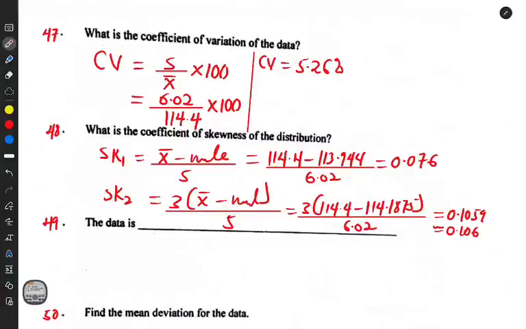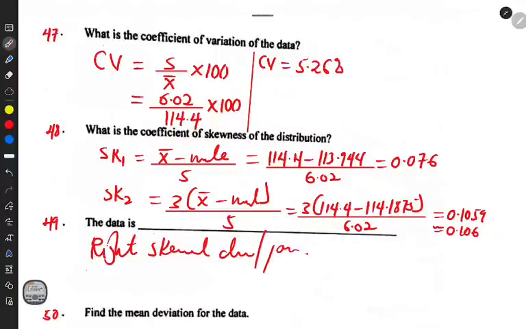So for the skewness of a data, if the value of skewness is positive, then it's what we call a right skew distribution. If it is negative, then it's a negative skew distribution. If the value is 0, then it is symmetrical. But here it was positive, so we say that the data is a right skewed distribution, or a positive skewed distribution. You write that and you are good to go. So let's take note of that.